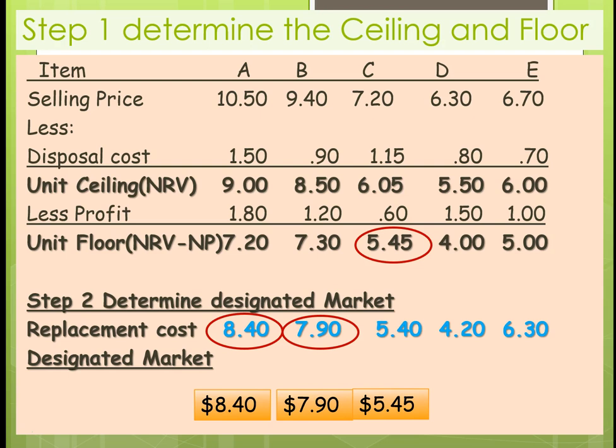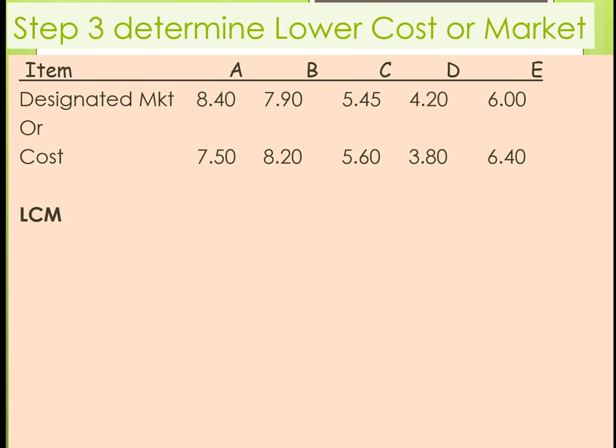Now the $420 falls within the range, so we would be able to use that. And then the last, the $630, is higher than the ceiling, so we have to use the $6. Now we have the numbers, the designated market, that we're going to use to compare to the actual cost associated with our inventory. So here is the designated market, and we're going to compare it to the cost, and we're going to select whichever is lower.